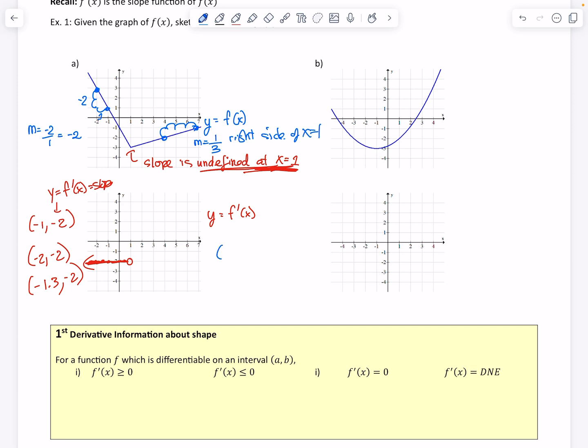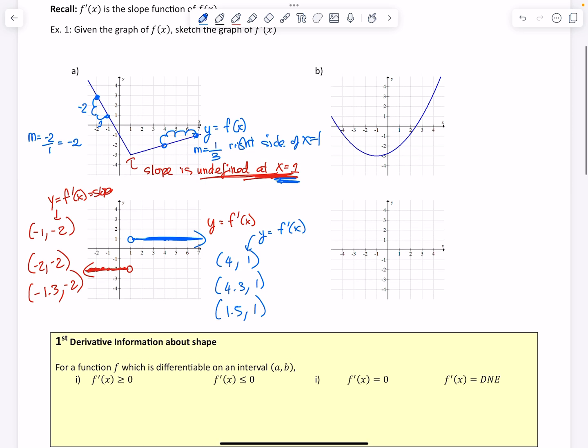So for example, at the point 4, the slope is going to be 1/3. At the point 4.3, the slope is 1/3. At the point of 1.5, the slope is going to be 1/3. So again, these y values here represent the slope of f of x. Let's plot these: 4, 1/3, 4.3, 1/3, 1.5, 1/3, and you name it. Any x value has the y value being 1/3, except at x equals 1, it's undefined, so we can have an open circle right there.